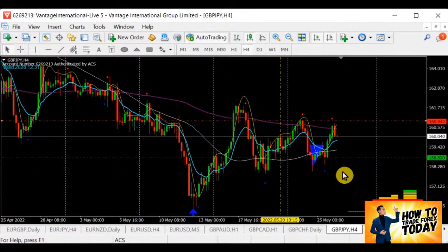158.820, correct? So once again, give myself a round of applause. Why? Because it hits on my targeted, projected level and started to retrace. I'm happy because the market goes according to my plan. All right. So yes.